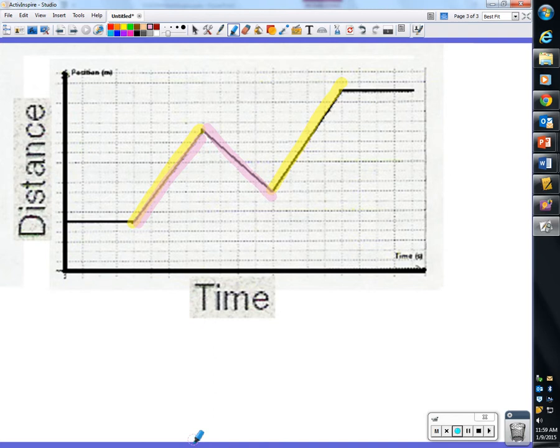Okay, let's discuss. All right, let's compare yellow to yellow first. And I asked you to consider 2 things, speed and velocity. First, mathematically, what does it look like is true of these 2 yellow lines that I've highlighted? That yellow line has a higher slope. You think?